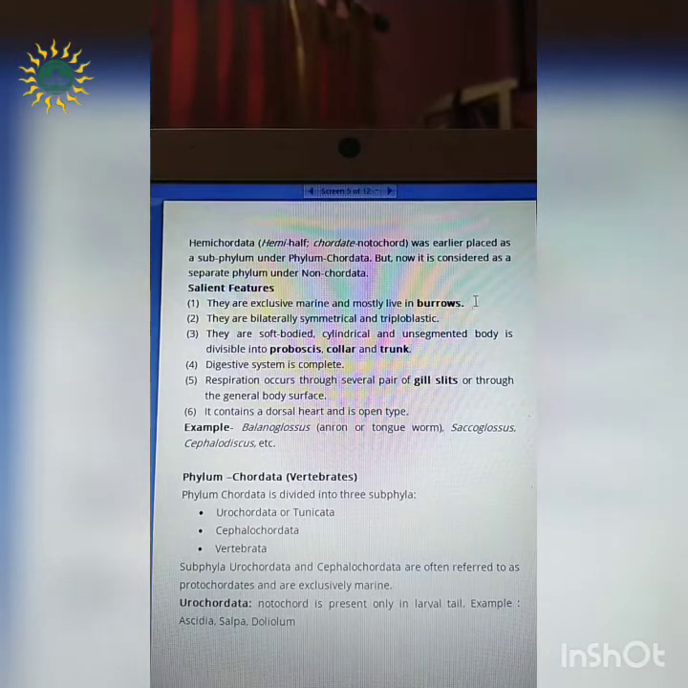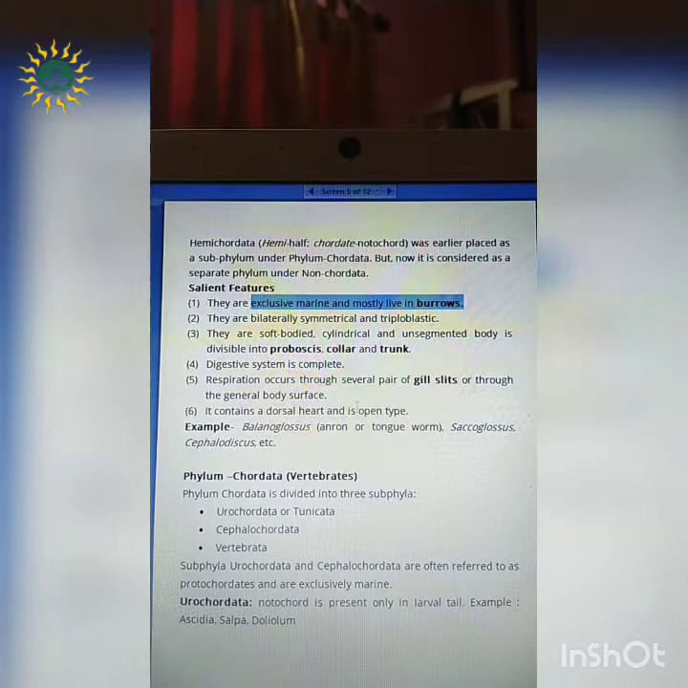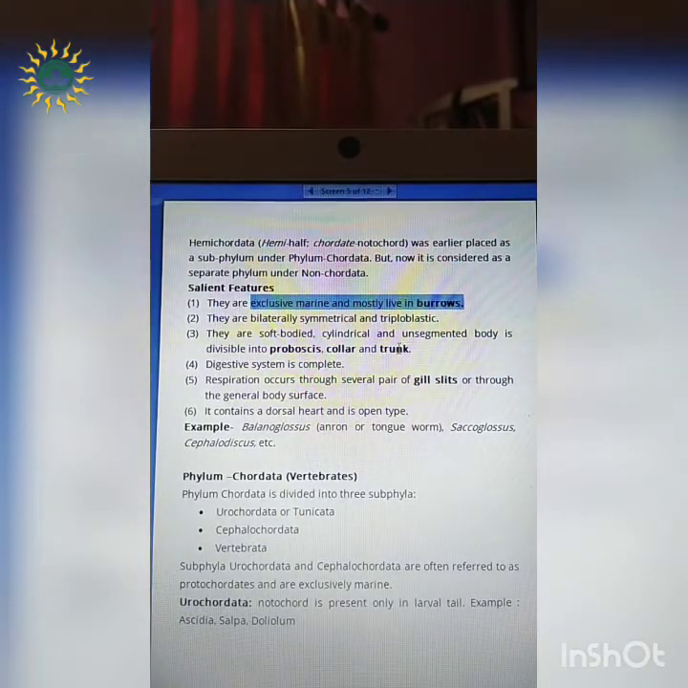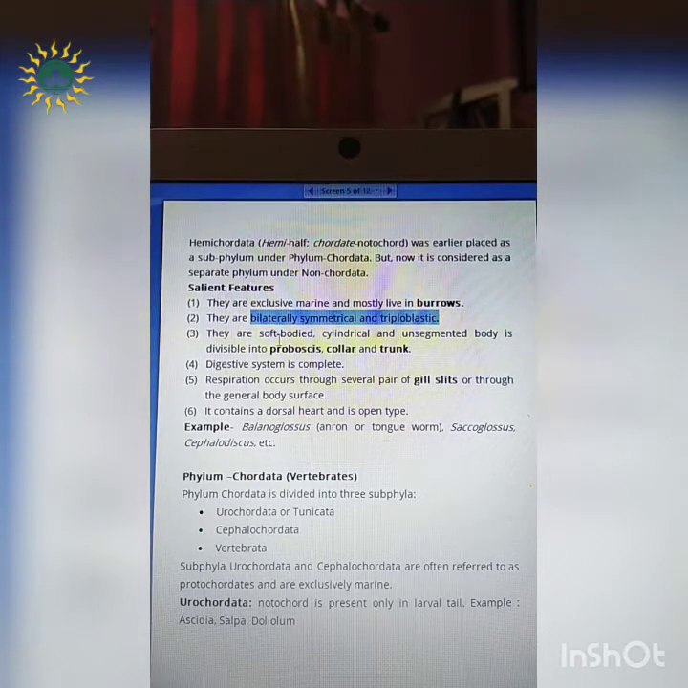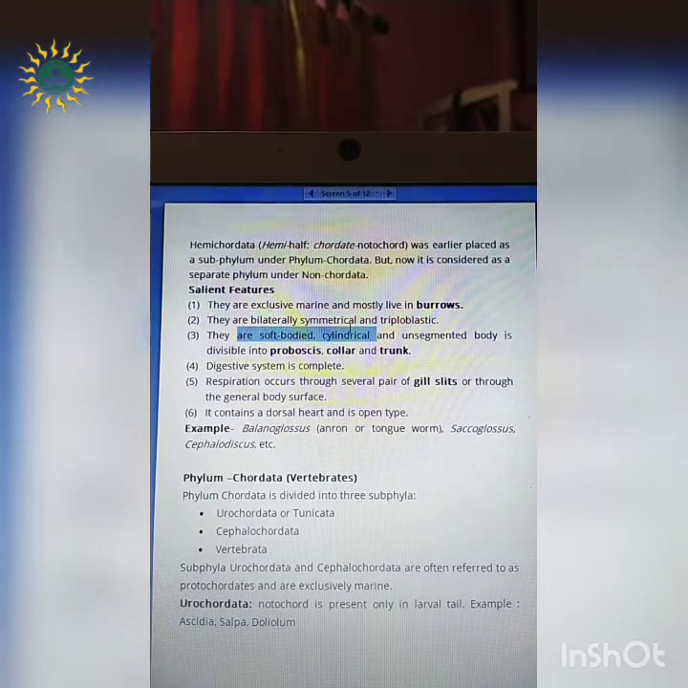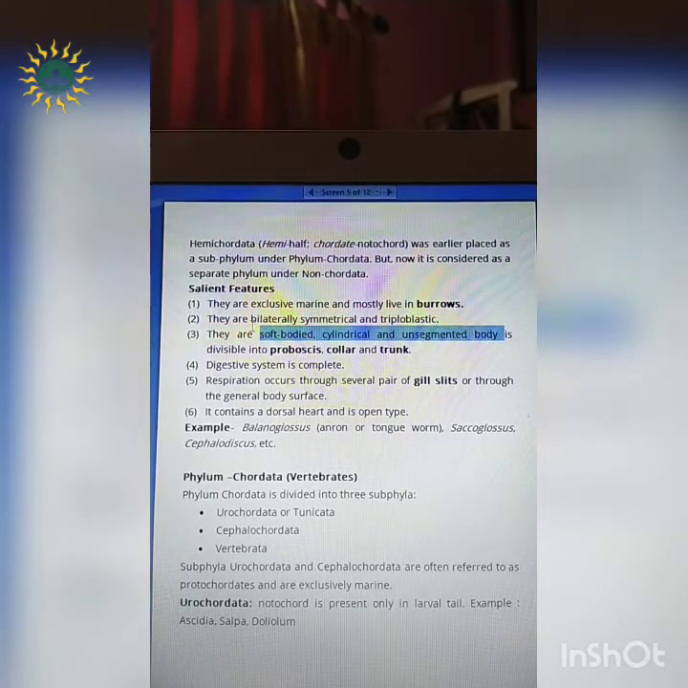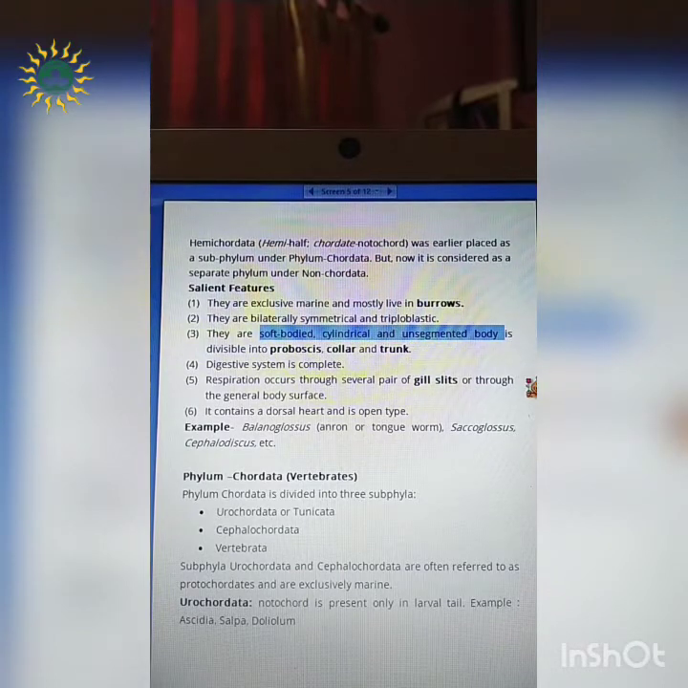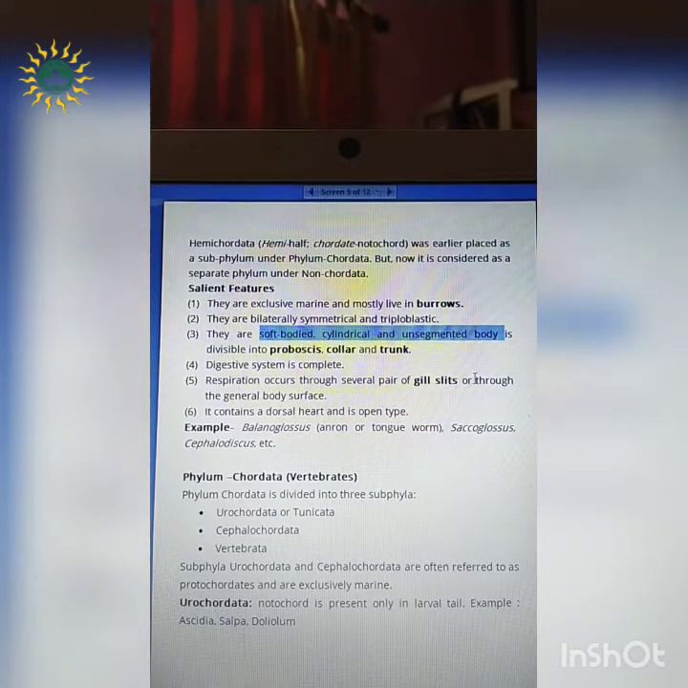Firstly, they are exclusively marine and mostly live in burrows, and they are bilaterally symmetrical and triploblastic animals. Bilateral symmetrical means divided into two halves, and triploblastic means three germinal layers. They are soft-bodied organisms with a cylindrical and unsegmented body. This is one of the characters of the non-chordates also, right? Like in mollusks we have seen soft bodies, cylindrical in annelids, and unsegmented in Porifera.